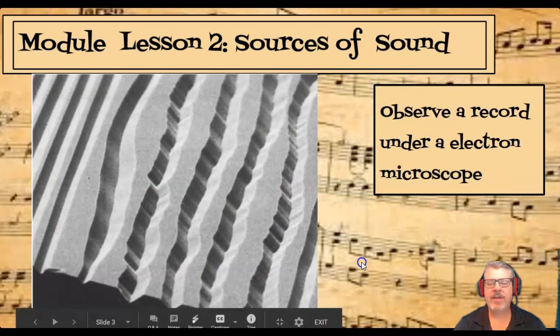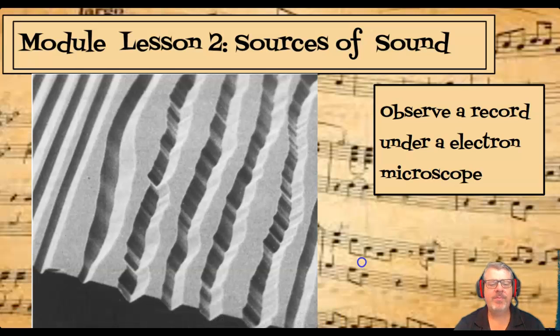Then they ask you to take a closer look and they give you a picture underneath an electron microscope, and this would be the same record, and they want you to make observations of what you see here. And they want you to think about what would happen to the needle as it traveled along those paths.